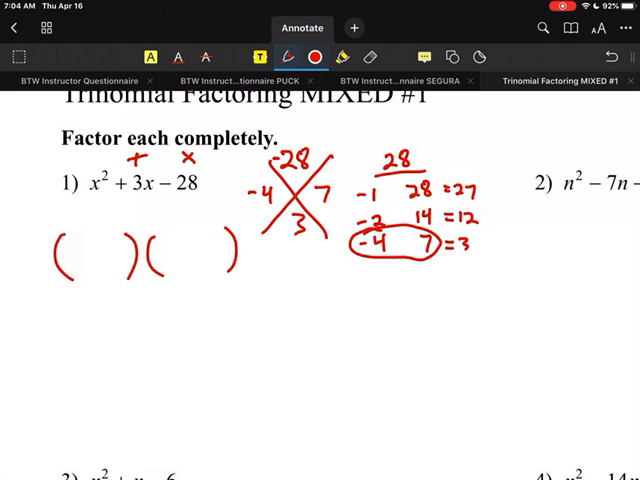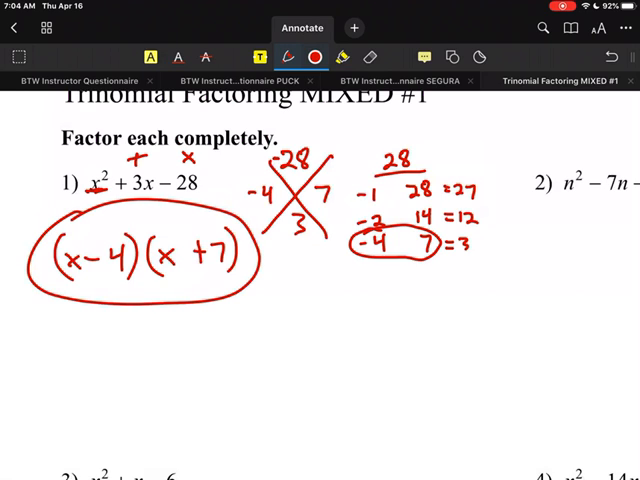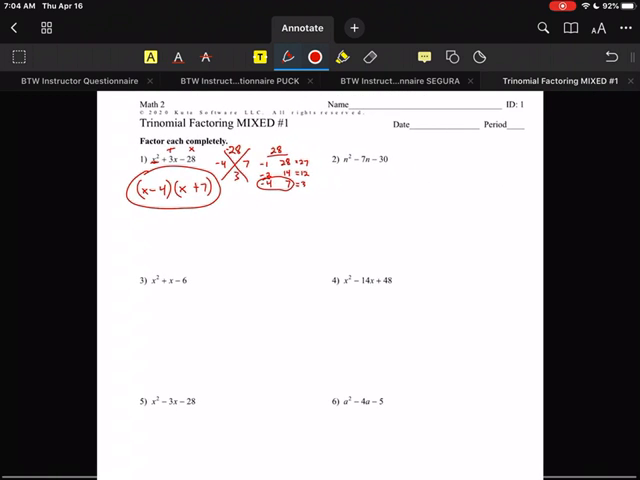So when I create my answer, I still have the two sets of parentheses, still have whatever variable it is, an x, and I put that there. And then I just use my numbers, a negative 4 and a plus 7, and I'm done. Okay? So the key is really make that diamond problem and just follow the steps.